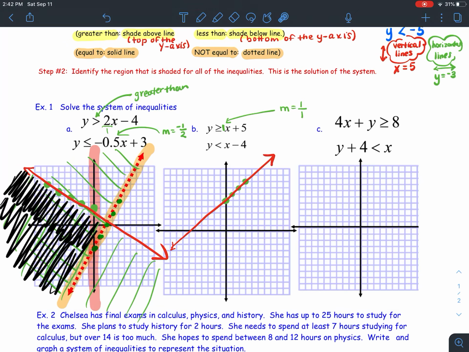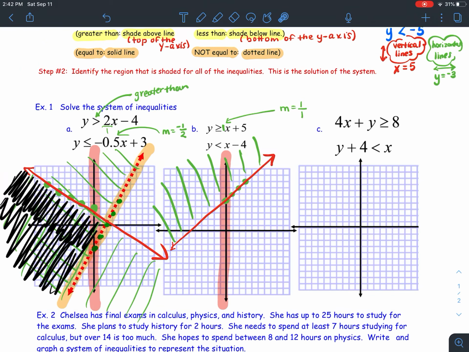Okay. Now I have to shade a side of that line. So I'm going to go ahead and highlight my y-axis. Look closely at the symbol. It's a greater than symbol. So I want to shade the side of this line that includes the top part of the y-axis. That would be this side right here. I'm going to be shading.